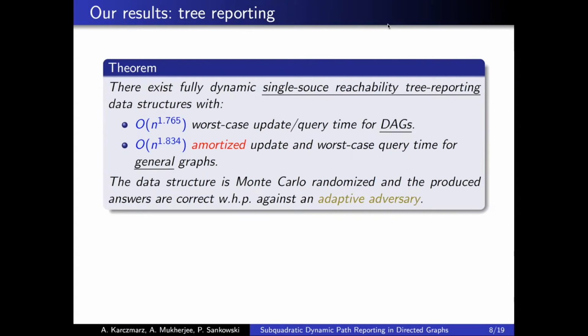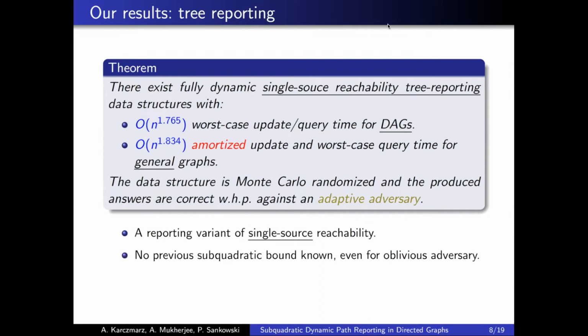We also consider the single source reachability tree reporting problem and give fully dynamic data structures with order n to the 1.765 worst case update and query time for DAGs and order n to the 1.834 amortized update and worst case query time for general graphs. The data structures are again Monte Carlo randomized but work against an adaptive adversary. This is a path reporting variant of the standard single source reachability query, and there was no previous subquadratic bound known even for the case of an oblivious adversary.